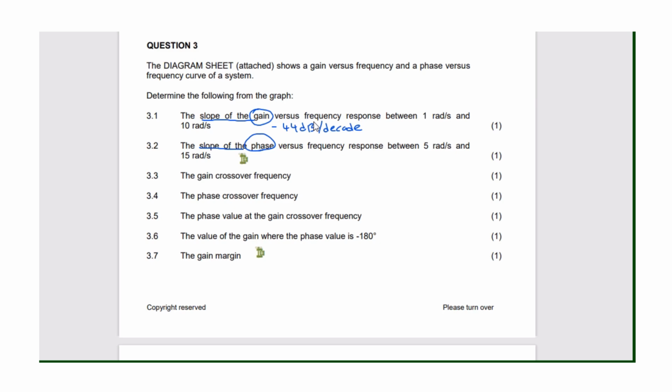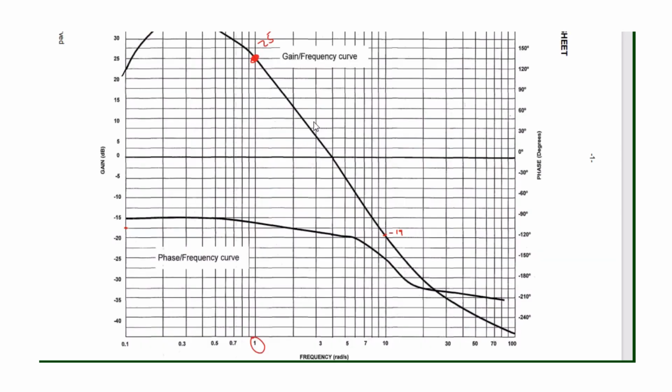And you see the interval they are using also, it's from 5 to 15. That's per decade. It's a difference of 10. So they want that slope from 5 to 15 for phase. So now we are going to phase. This is 5. Phase, it's somewhere here. This is 15. 15, it's this line.